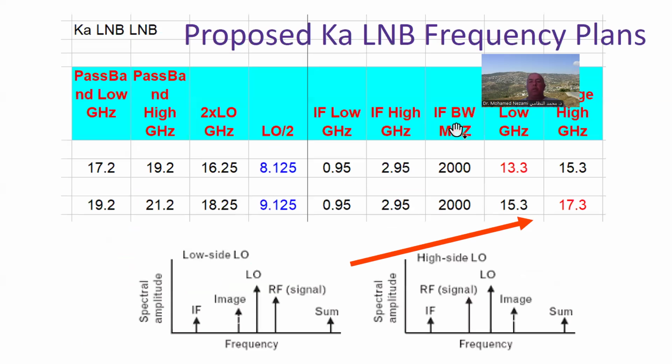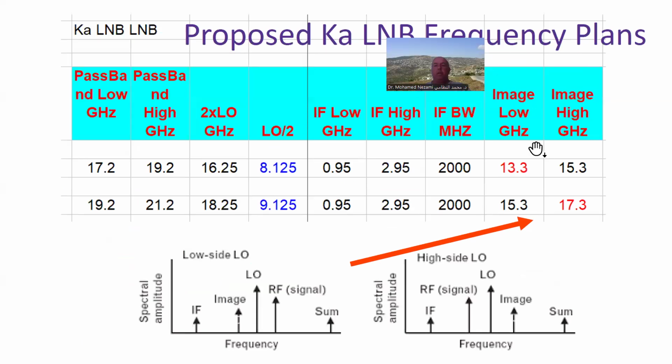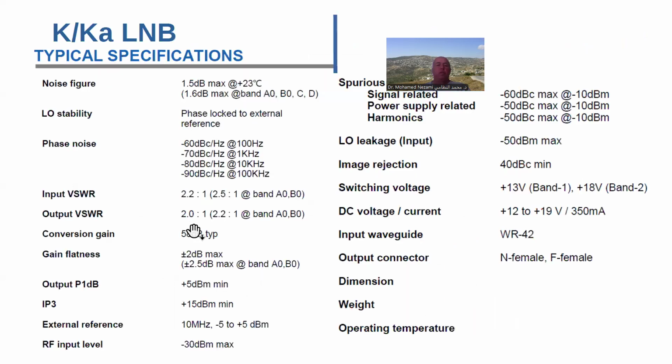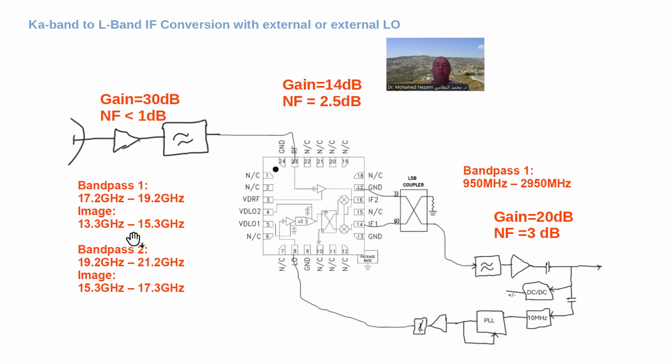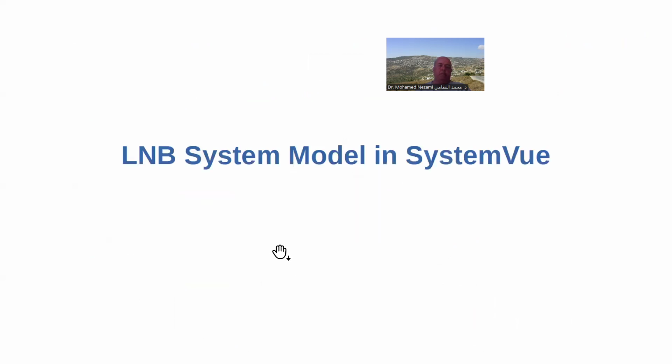If you look at my frequency plan in here, this is the image low and high, this band here and this band in here. So I have to reject these by at least 40 dB, which is doable with a microstrip filter that is barely about 1.5 inch length, even less. Okay, so I'm going to start the system now. I'm going to go ahead.